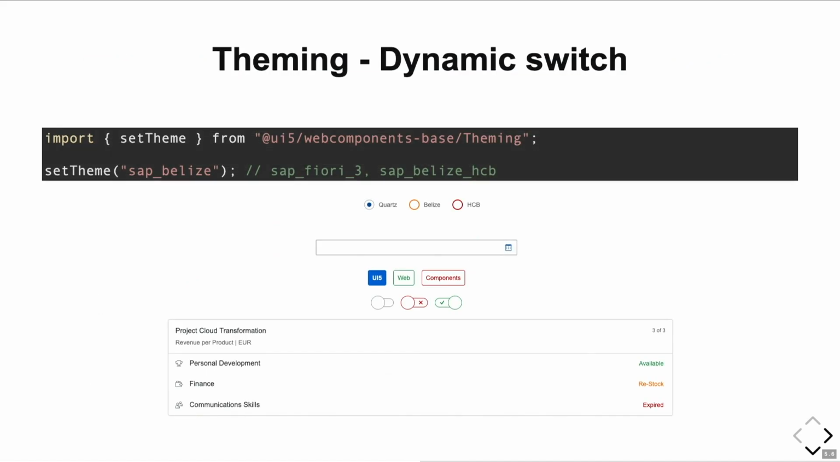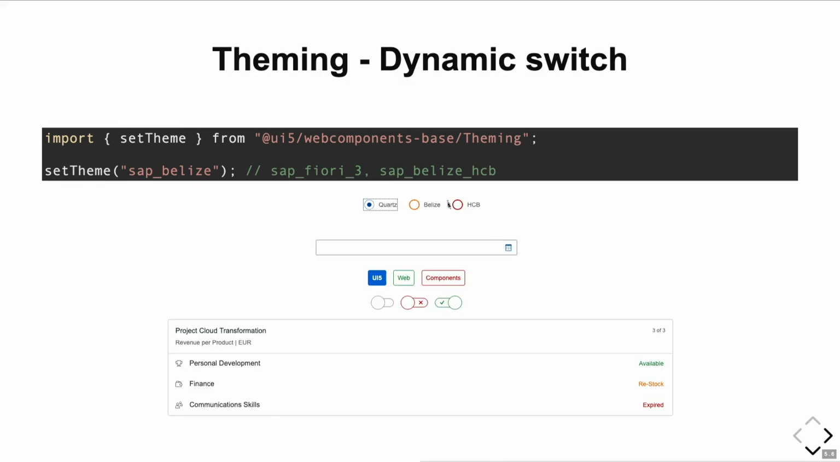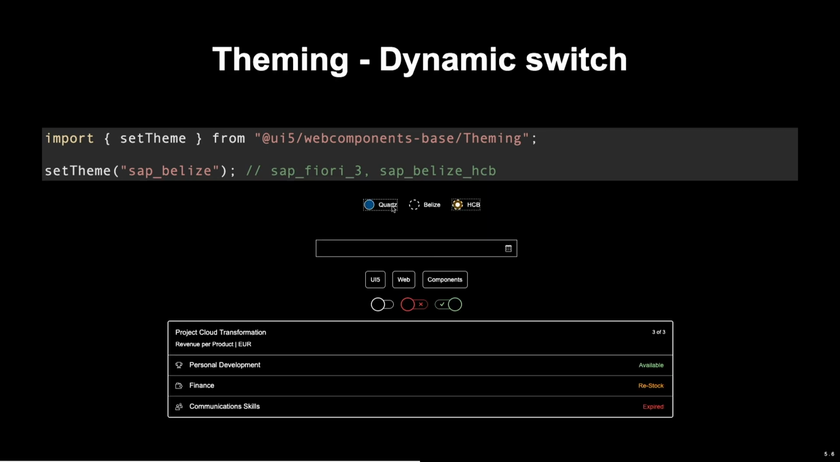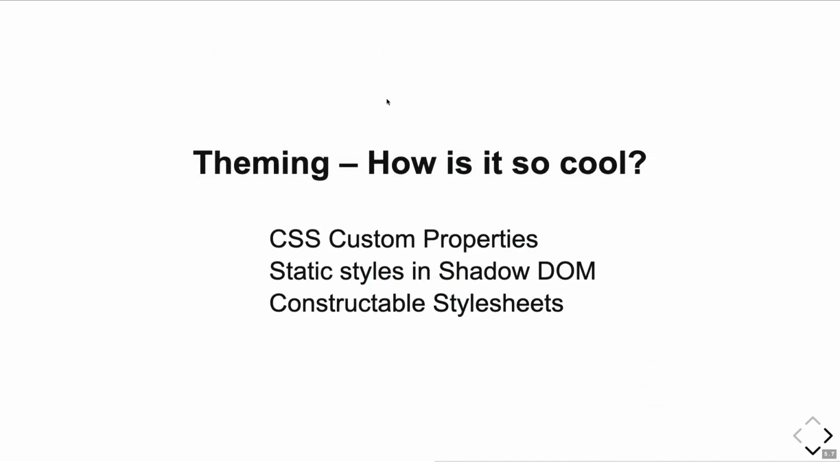Of course, we are also able to do dynamic switch of the theme, and we use a little bit different approach from UI5. As you can see in our demo, you just call a single method, which is setTheme, and it is like an API from our base project. It's exported from this module, and just a single line of code, and you have a dynamic switch for your application. It just works. Super cool, right? But how is it done? We completely reworked the theming.